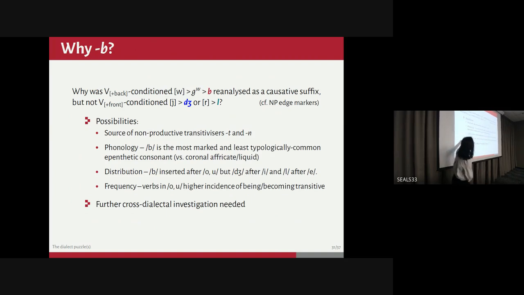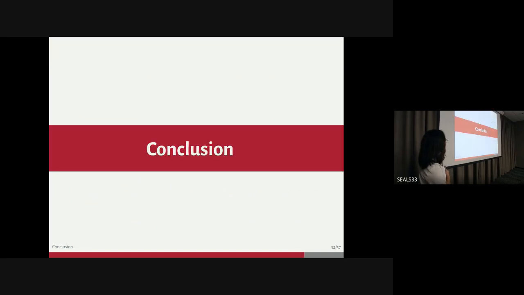It could be frequency, or things like B is the most marked. It's like the most non-minimal consonant insertion, so it's the most salient kind of weird thing to insert, maybe versus a glottal stop or something. It could be frequency and distribution. B is inserted after two vowels, J and L after only one. These are all possible solutions that I need to think about more.